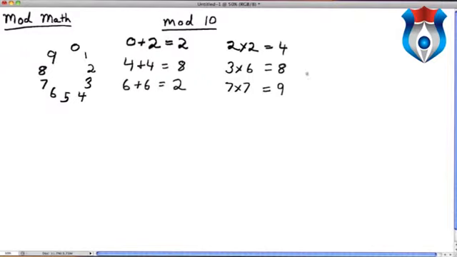So what's the trick we've learned? We do 7 times 7, and we write down 49. And basically, when we do math in Mod 10, we just take that 9 as the answer.